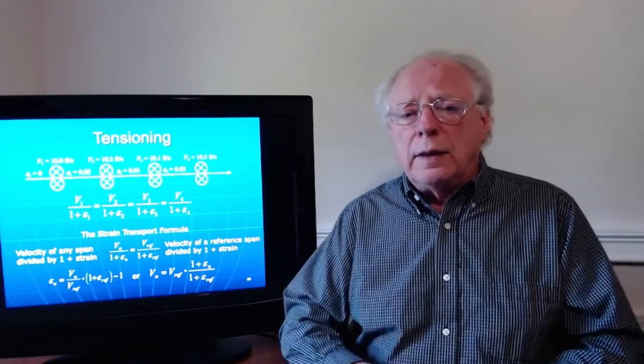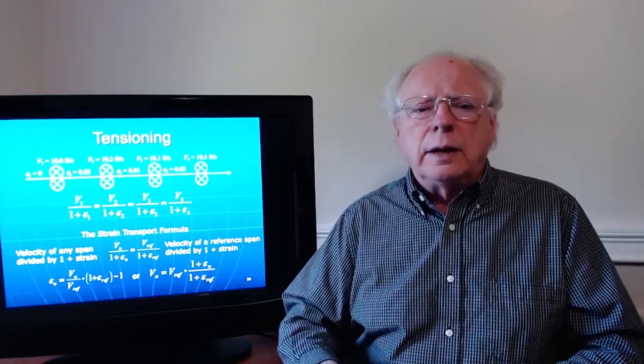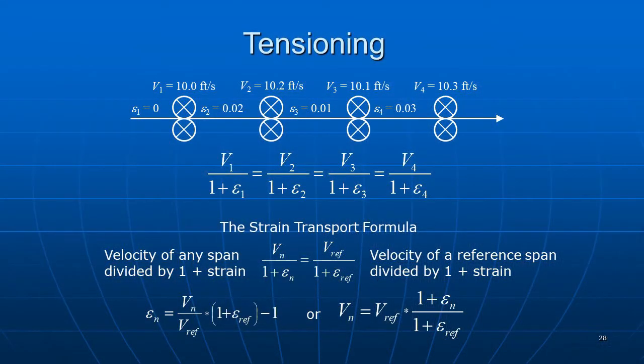Now, what falls out of this mathematically, and we're not going to go through any derivation, is the velocity of the web in any span divided by 1 plus its strain is equal to the velocity of the web in any other span divided by 1 plus its strain. And so the velocity in span n divided by 1 plus the strain in span n is equal to the velocity of some reference roller divided by 1 plus the reference strain in the span approaching that roller. This is known as the strain transport formula.